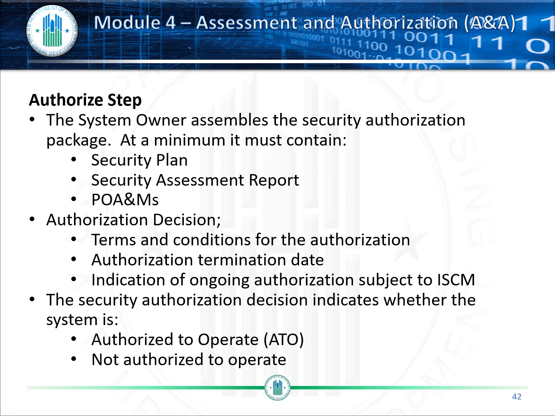The AO issues an authorization decision for the information system and the common controls inherited by the system, after reviewing all of the relevant information and, where appropriate, consulting with other program and departmental officials. Security authorization decisions are based on the content of the security authorization package, and where appropriate, any inputs received from key organizational officials. The security authorization decision indicates to the information system owner whether the system is authorized to operate, or ATO, or not authorized to operate.